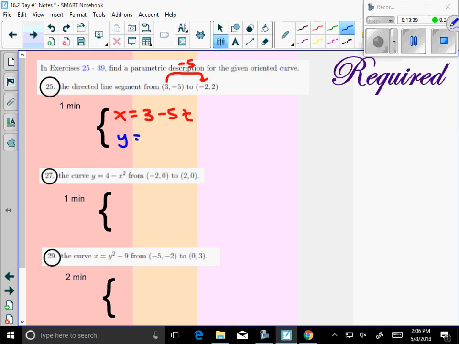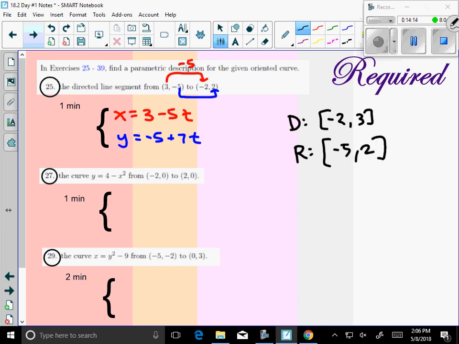My parametric for y starts at negative 5 and goes up 7. What's my domain? Yeah, negative 2 to 3. Now in an easy line segment, what would the range here be, just out of curiosity? What are my y values? Yeah, negative 5 to 2.